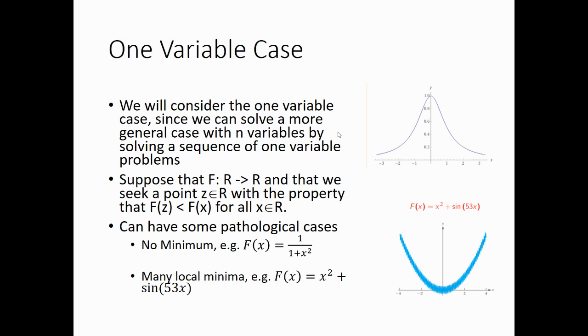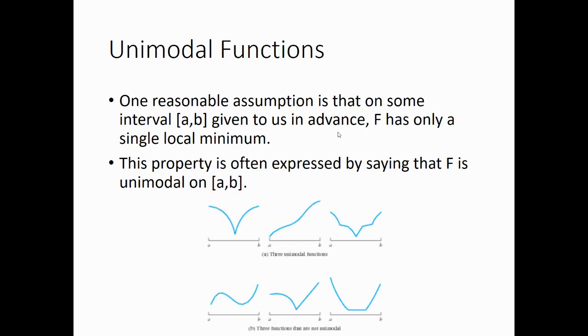Because of the pathological cases, we'll have to make some assumptions about our function f. And one reasonable assumption is that on some interval [a, b] given to us in advance, it only has a single minimum.